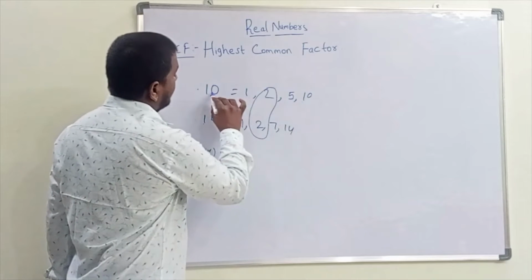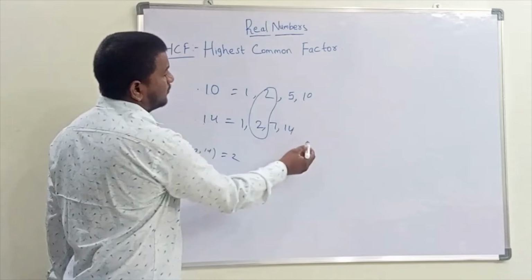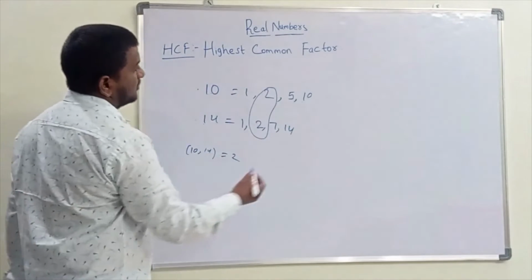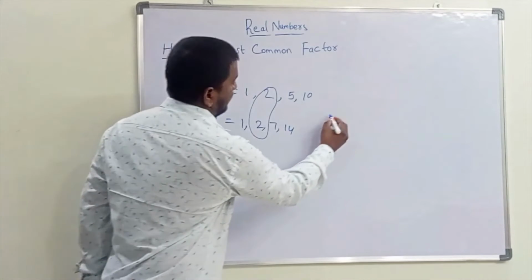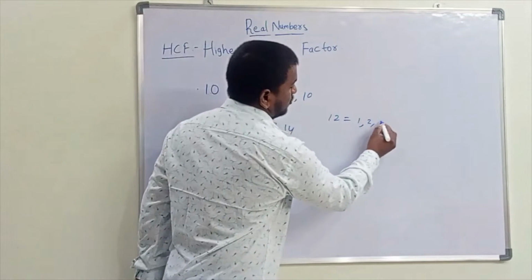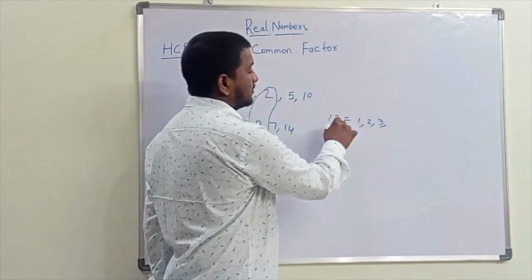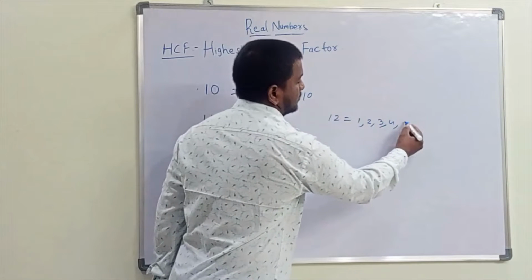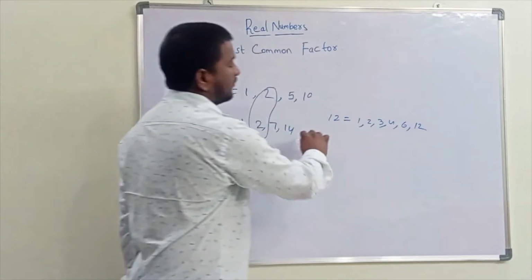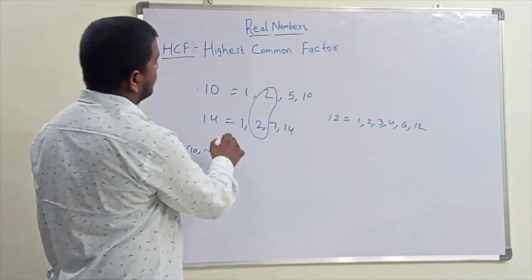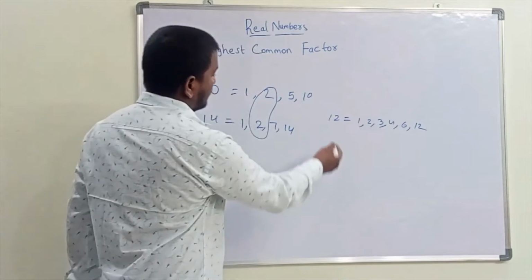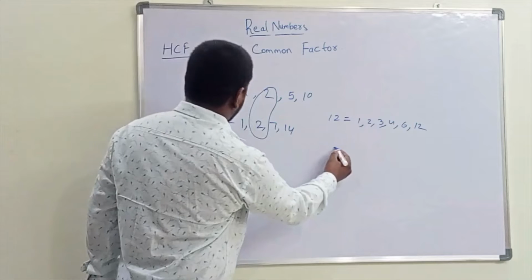Here the highest factors are 5 and 10, and 7 and 14, but those are not common between these two, 10 and 14. Similarly, for example, 12. What are all the factors of 12? 1, 2, 3 can be a factor too: 3 4s are 12. Next is 6. Next is 12. So these are all the factors of 12. If we have to find the highest common factor of 14 and 12, here also the common factor is 2.